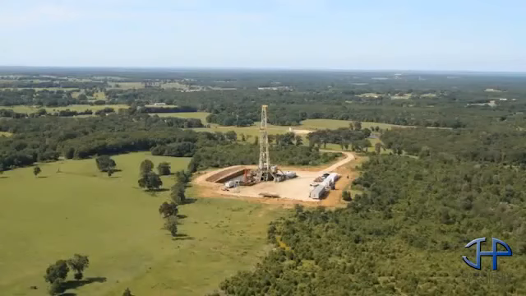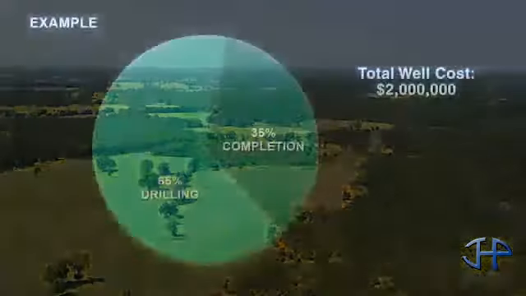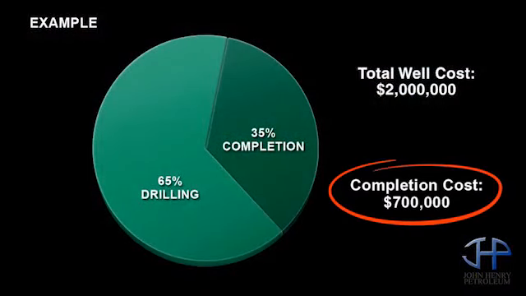If the well is not promising, the process can be stopped and the well abandoned before incurring the large costs of completing the well.